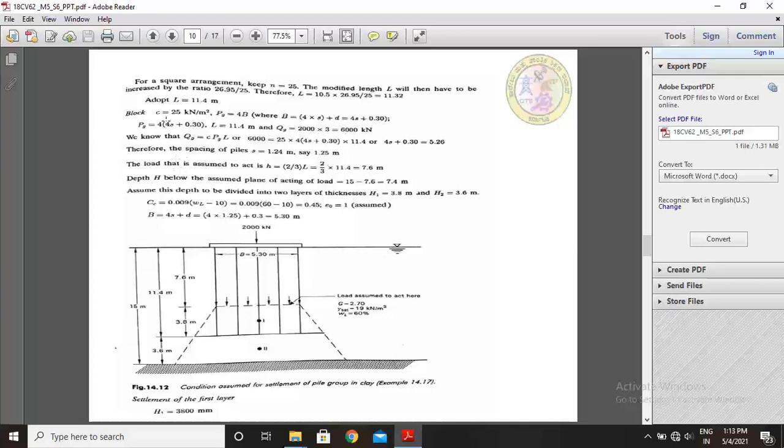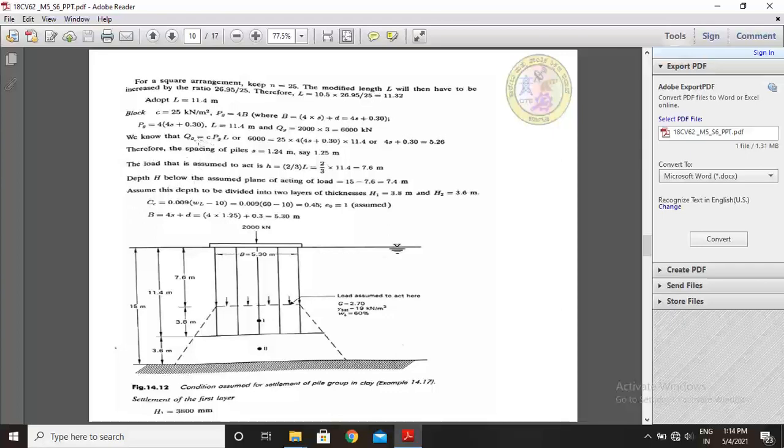For the block calculation, C is 25 kilonewton per meter square. So these are the given data. PG is 4B, where B is 4 times S plus D. So that is 4S plus 0.3. PG equals 4 times (4S plus 0.3), and L equals 11.4 meter, and QG equals 2000 into 3. So 6000 kilonewtons, that is the group load.